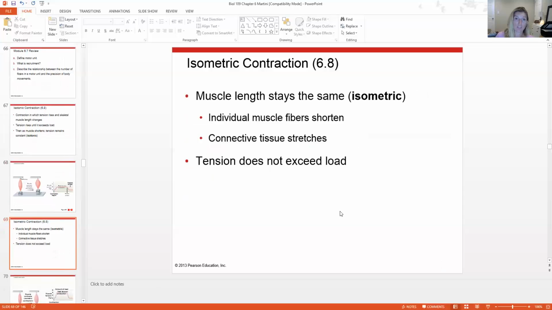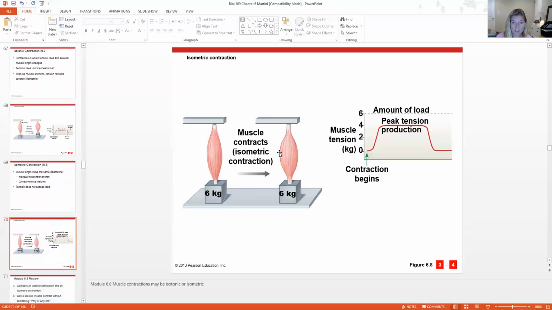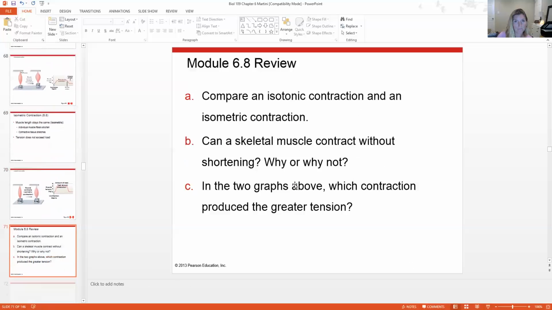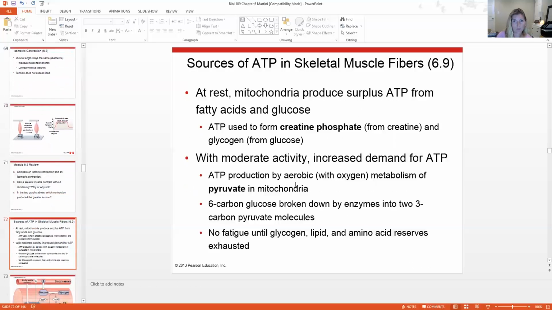An isometric contraction is where the muscle length stays the same. Your muscle fibers shorten, but your connective tissue stretches. So tension does not exceed the load. This would be like if I'm sitting here and I'm flexing my biceps even though I'm holding them down at my side. But you can do that. You can flex your muscles without actually moving. That's an isometric contraction. Here you go. The muscle is contracted, but instead it's the connective tissue on the end that's stretching, it's not producing movement of that 6-kilogram weight. You can pause the video, go back and answer those 3 questions.